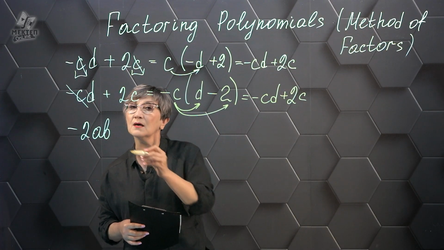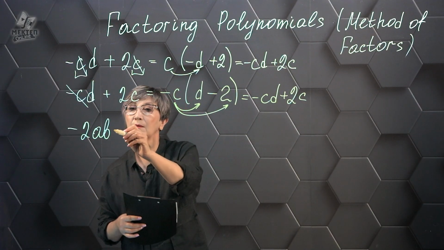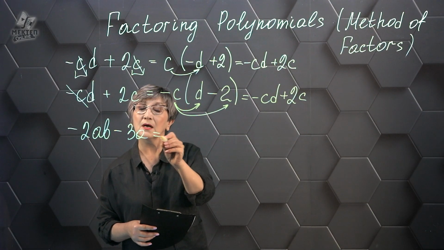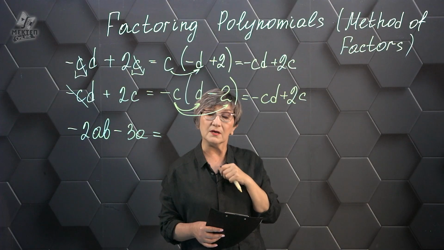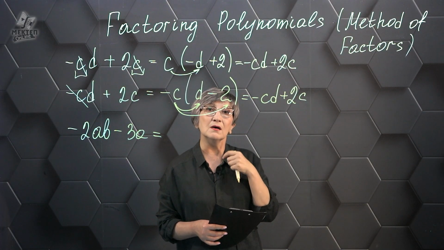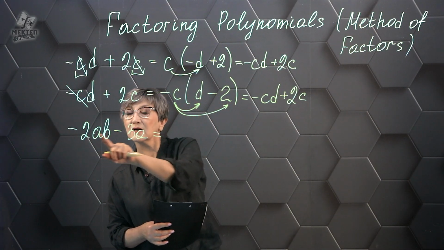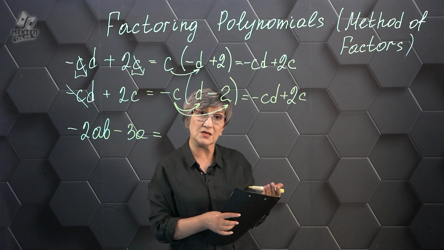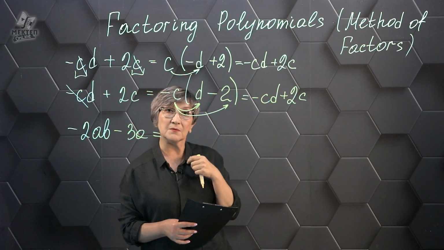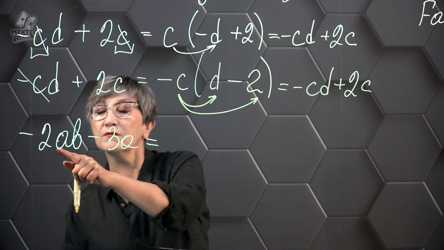Another example. If we need to express the following polynomial as a product: minus 2ab minus 3. When the signs are the same, in this case, you factor out with a single sign. If you have 2 plus signs, then you factor out a positive factor. If there are 2 minus signs, you can proceed in 2 ways.